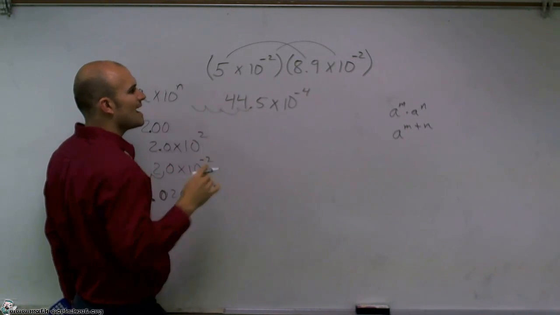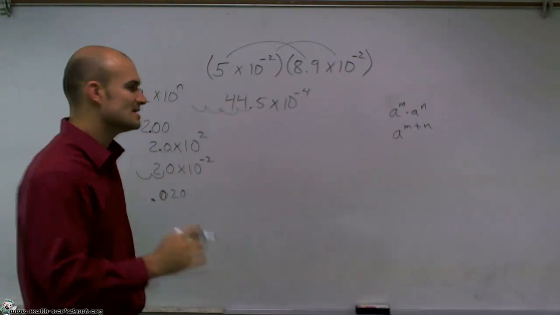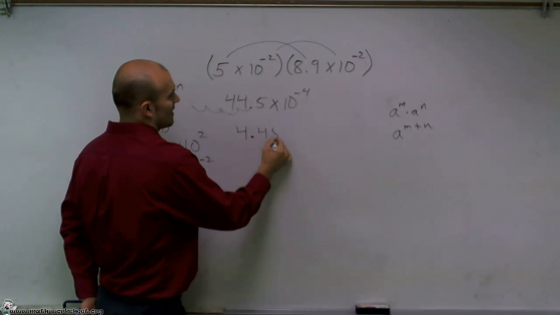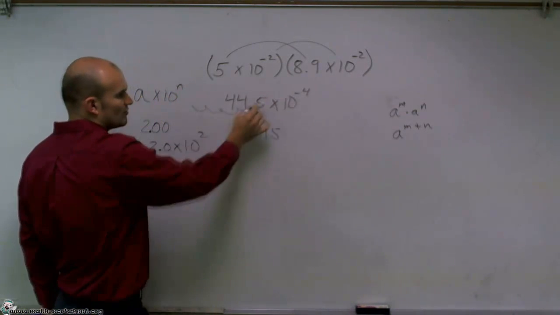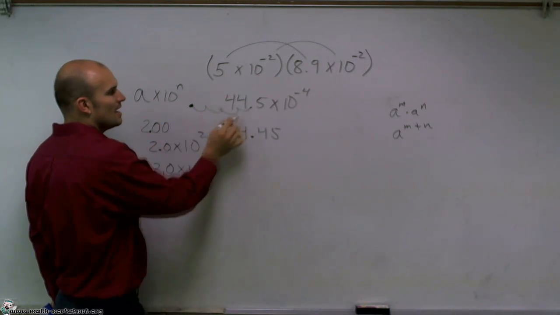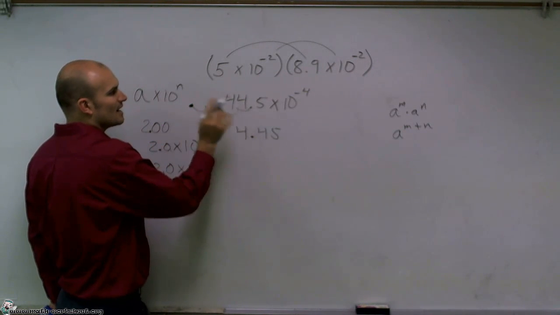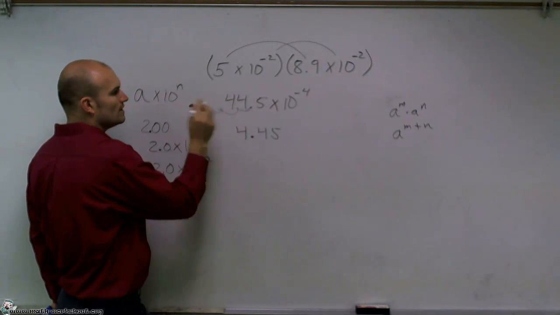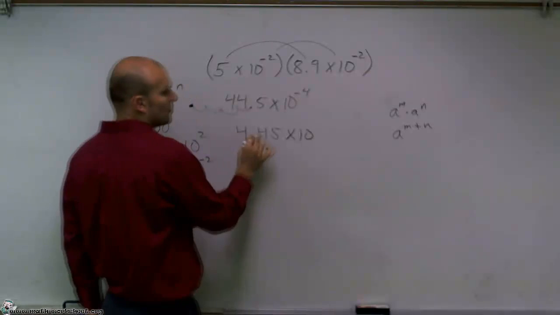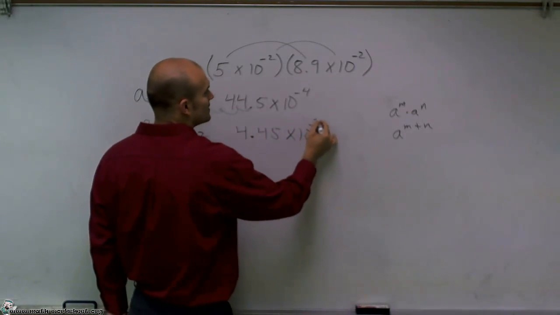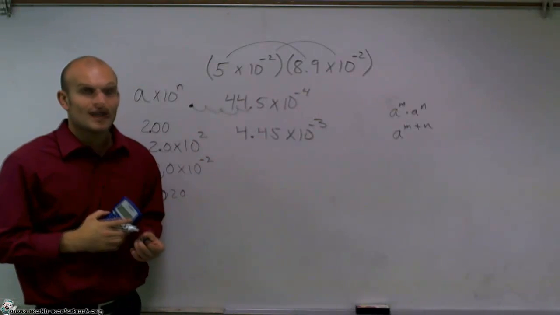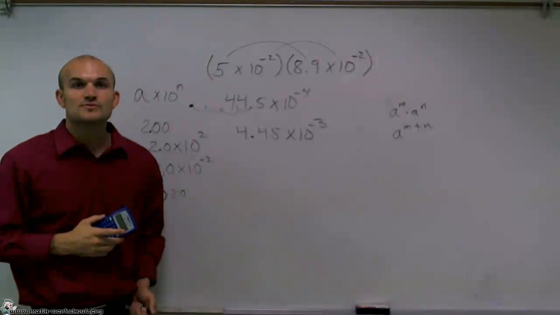However, this number has to be between 1 and 10, so I'm going to have to rewrite this as 4.45. For the regular number, I had to move the decimal point over 4 units to get it correctly. However, if I move it in between here, now I have to move it 1 less spot to get to the answer. Therefore, it's going to be 4.45 times 10 to the negative third power. And that is how you multiply scientific numbers with negative exponents.